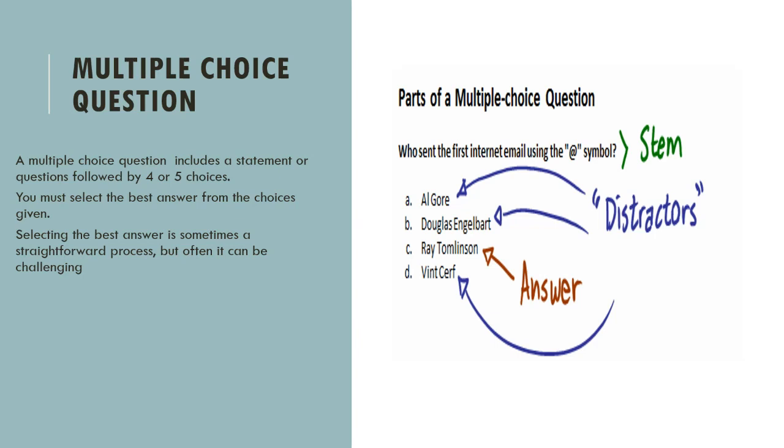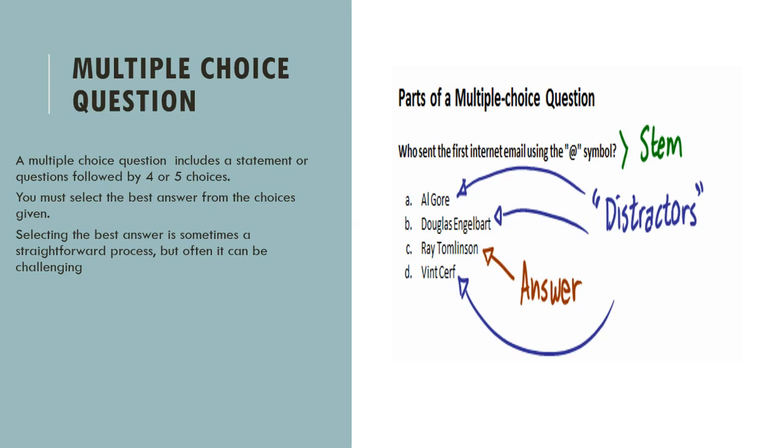A multiple choice question includes a statement or question followed by 4 or 5 choices or options, right? You must select the best answer from the choices, and selecting the best answer is sometimes a straightforward process, but it can be very challenging. Colleagues, we all know there's a misconception that multiple choice questions involve guesswork, that it's easy, and that anyone can pass because it's guesswork. Please, that is a total misconception. Multiple choice questions are also used for high order modules, right?